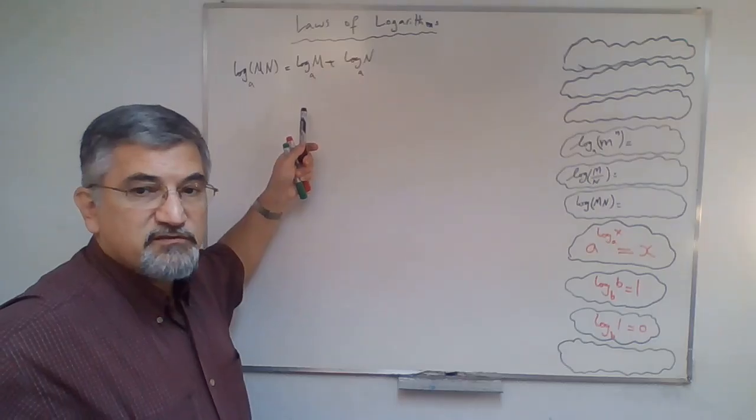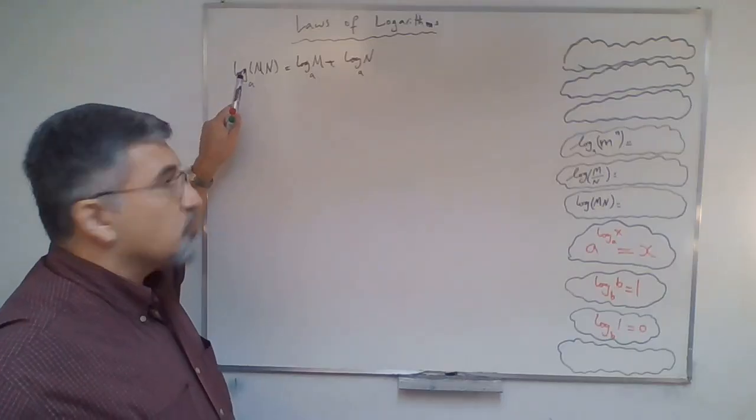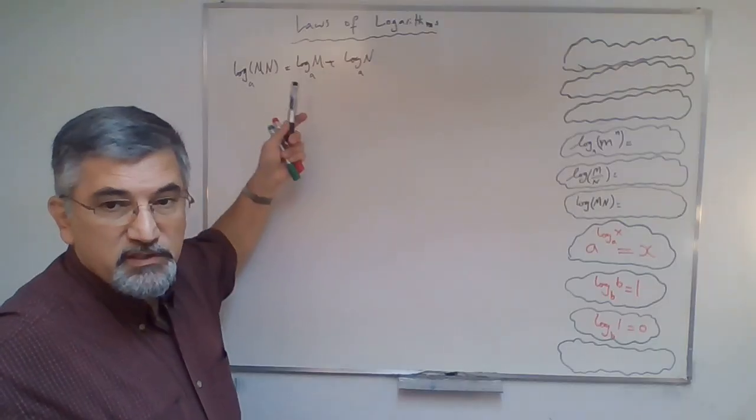Let's say log of 15, which is 5 times 3, right? 15 can be broken down as 5 times 3. So this could be log of 3 times 5. We want to show that it's equal to log of 3 plus log of 5. That's what we want to show basically.